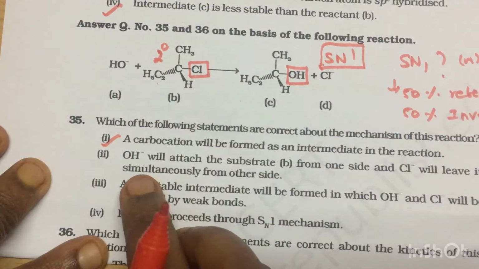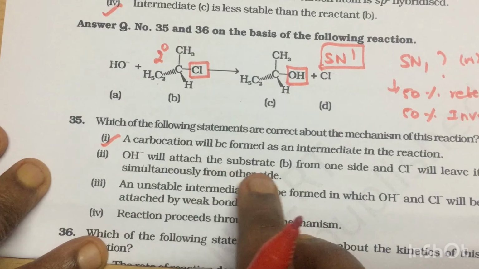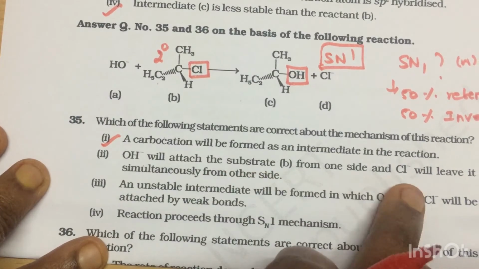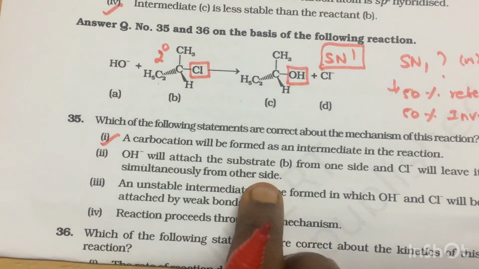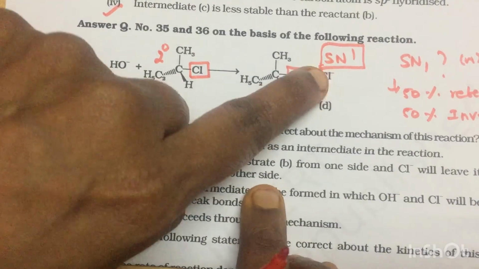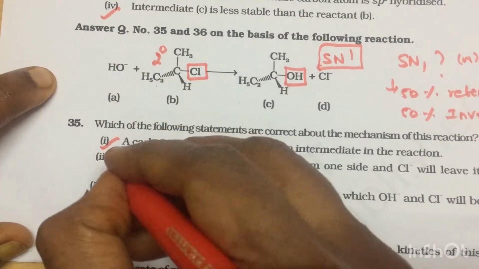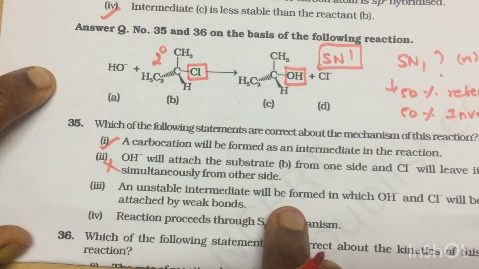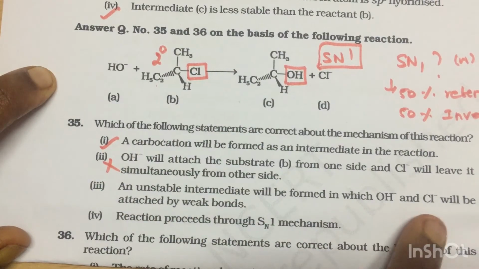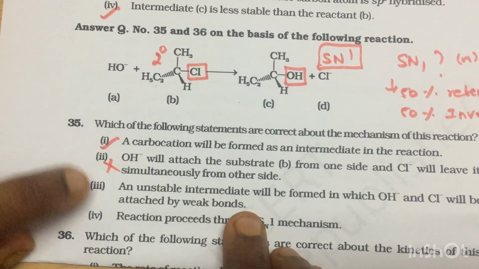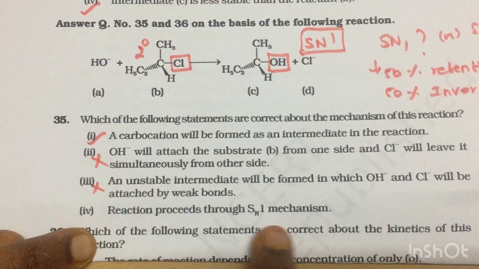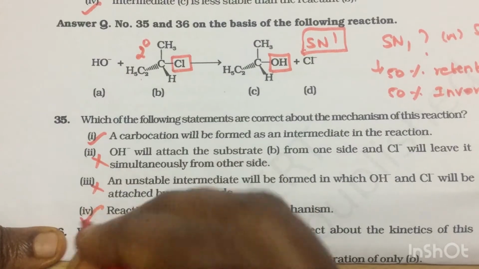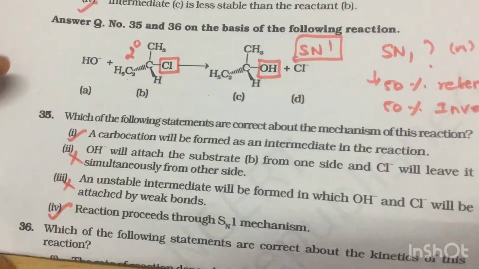Yes, correct. OH will attach to the substrate B from one side and chlorine will leave. Simultaneous things cannot happen. It happens only in SN2 mechanism. Since it follows SN1, this is not correct. An unstable intermediate will be formed in which OH minus and Cl minus will be attached by weak bonds. This happens in SN2, so this is also not correct. Reaction proceeds through SN1 mechanism. Yes, it is correct. So 1 and 4 are correct.